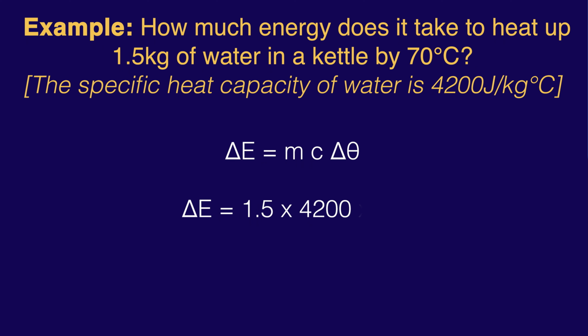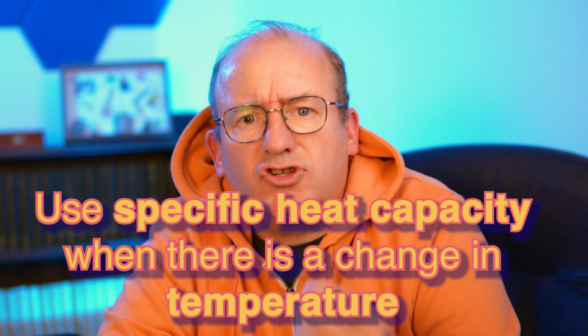The change in temperature is 70 degrees. Multiplying all those together, we get 441,000 joules. We use the specific heat capacity formula when energy is required to change the temperature. When there's a change in state, we look at a slightly different property of materials.